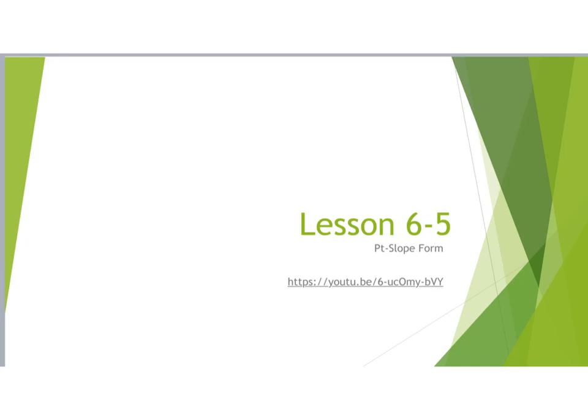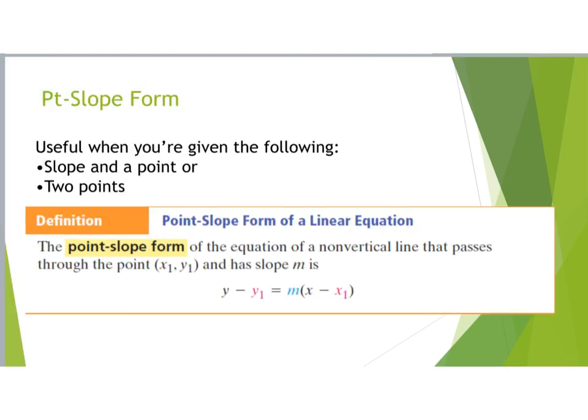Today we're going to look at what we call point-slope form. Now point-slope form is personally my favorite. I think it's the most useful when you're given either a slope and a point, or if you're given 2 points. Now by definition, point-slope form, and this is for non-vertical lines.